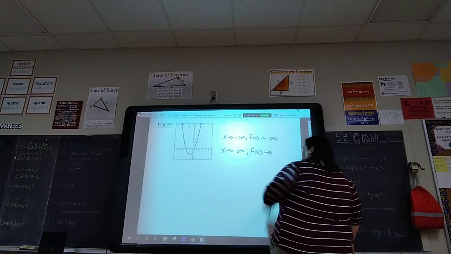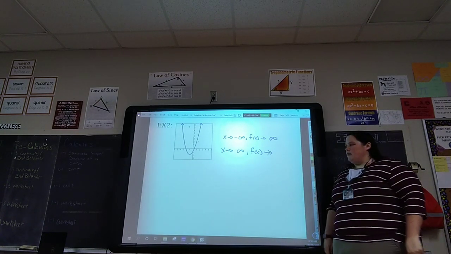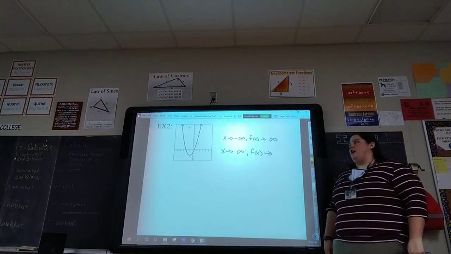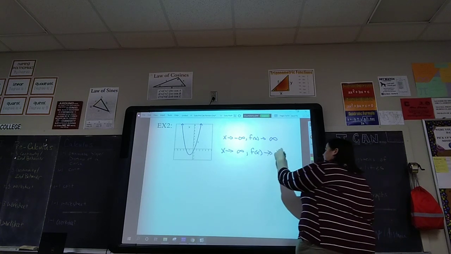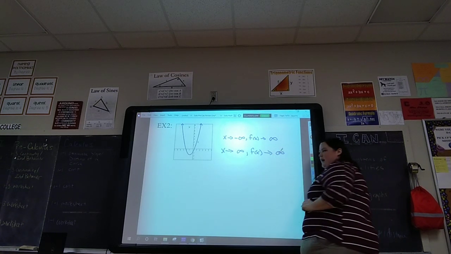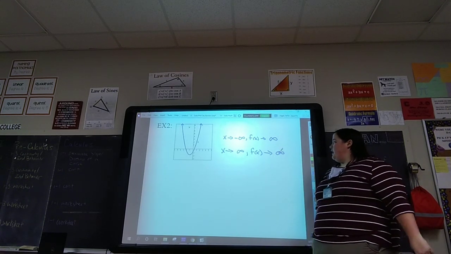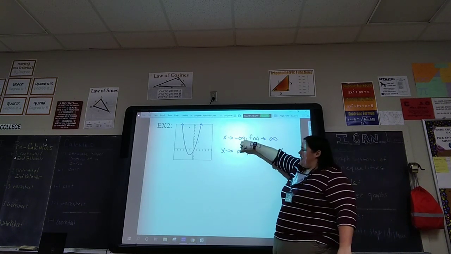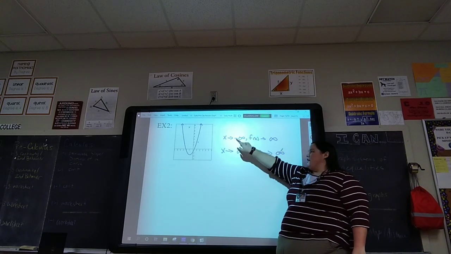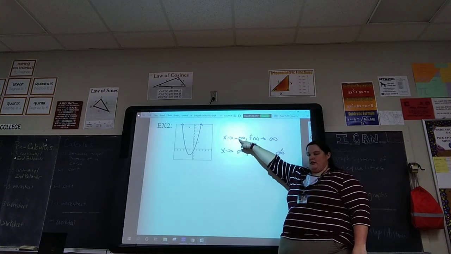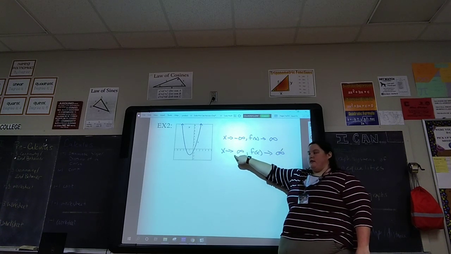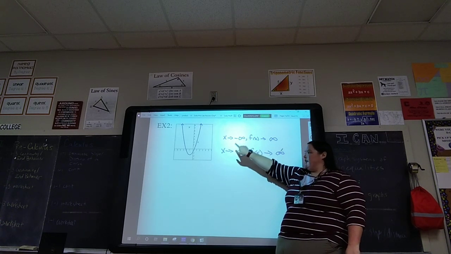Now I'm going to look for the right end. What's the right end doing? It's also going up. So we're going to say f of x is approaching positive infinity. Like I said, you always have x be the same each time. You'll always have one x that's approaching negative infinity, one x that's approaching positive infinity, because we're always looking at the left and the right side of the graph.